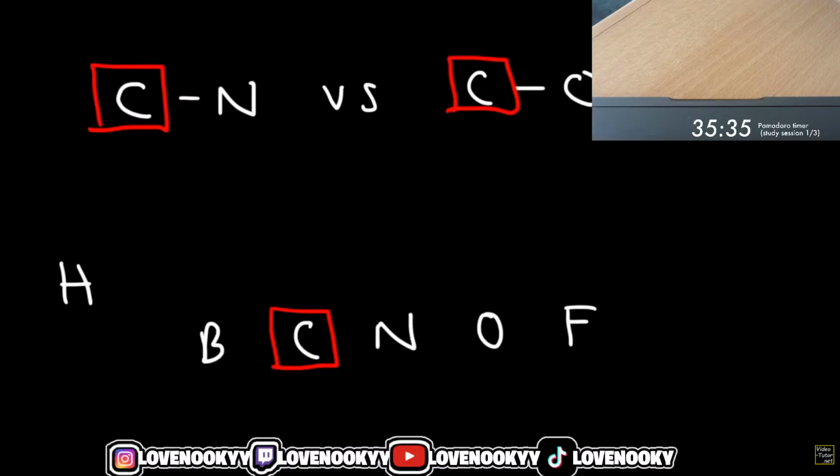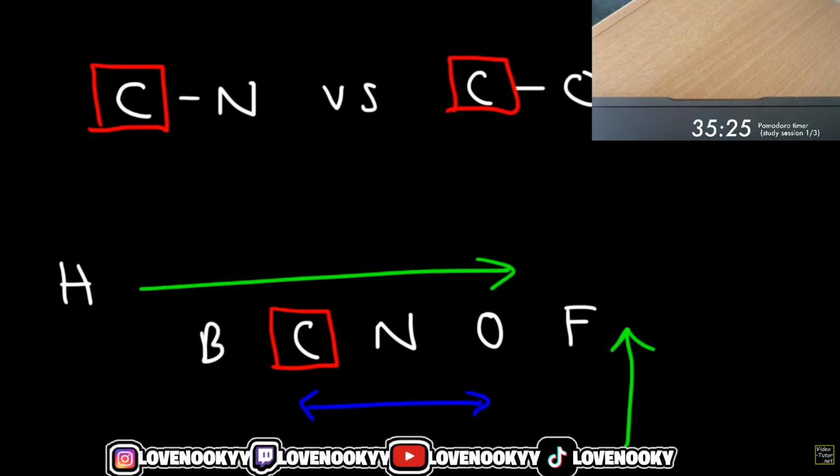Whenever you have two elements that are further away from each other in the same row, they're going to have a greater difference in electronegativity because electronegativity increases towards fluorine. It increases as you go to the right and as you go up across the periodic table. And so the electronegativity difference between carbon and oxygen is going to be greater than carbon and nitrogen.